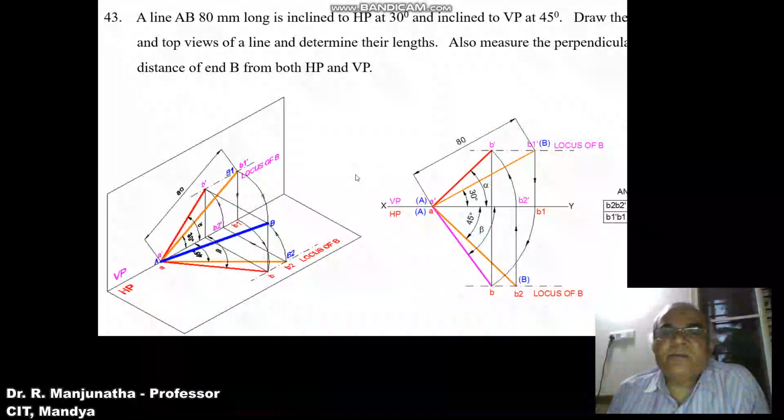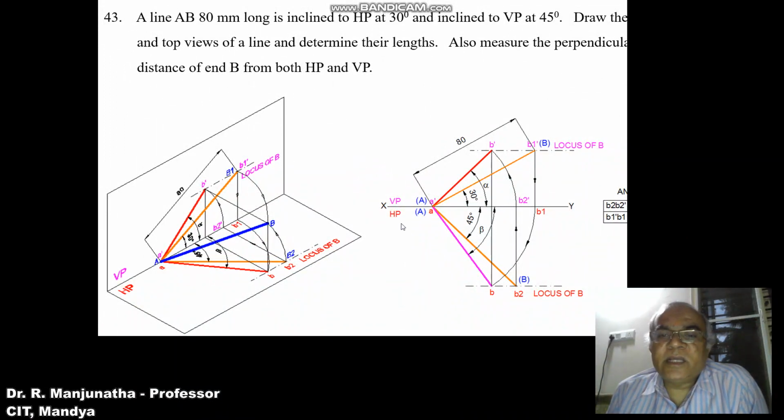Because of the presence of the locus of B in the top view, which is in front of VP by this distance, by using the compass with A as center, taking the radius of AB1, draw a smooth arc such that it will cut the locus of B in the top view. Then mark this point as B, then join A to B with a dark line.